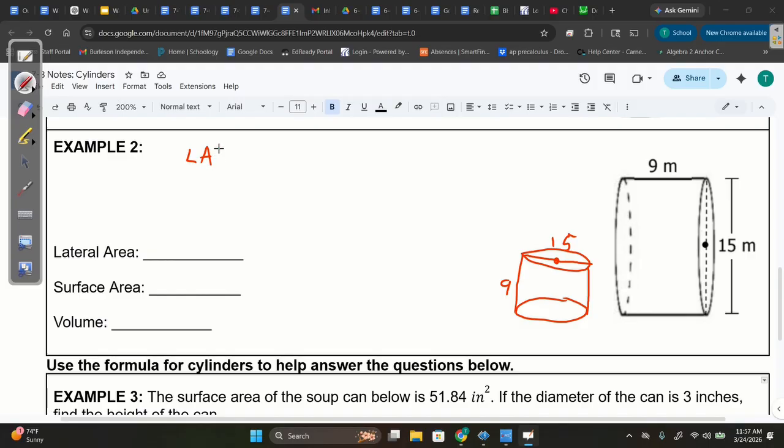The lateral area is 2 pi radius times height. My radius is going to be half of 15. Half of 15 is 7.5. And the height is 9. Plug it into the calculator, and we get 424.12 meters squared.